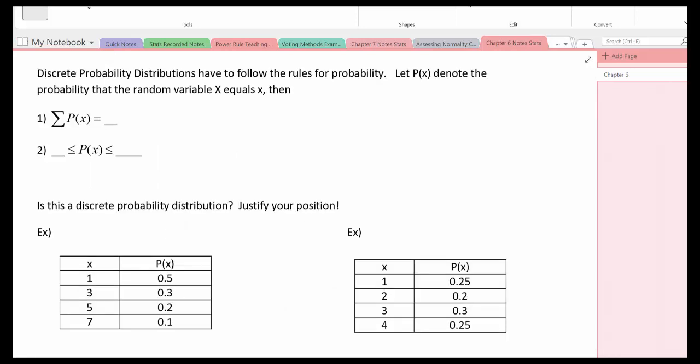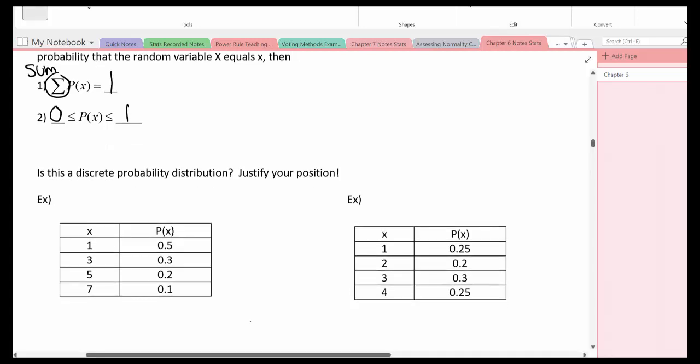Okay, so discrete probability distributions have to follow the rules for probability. P of x denotes the probability that the random variable capital X equals little x. Then, remember this symbol. That's the summation notation, meaning sum. So the sum of all the different probabilities should add up to equal 1. And each probability should be in between 0 and 1. Yes, it can be 0. Yes, it can be 1. Or it can be somewhere in between.